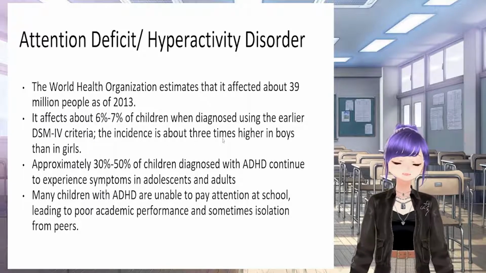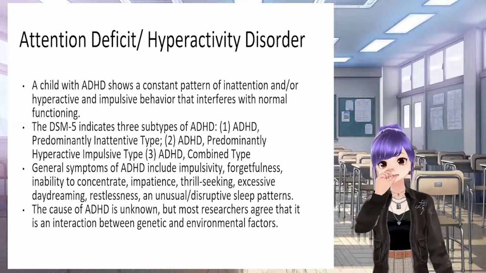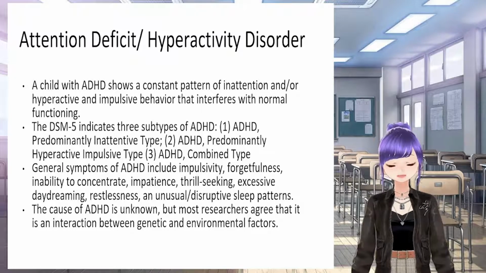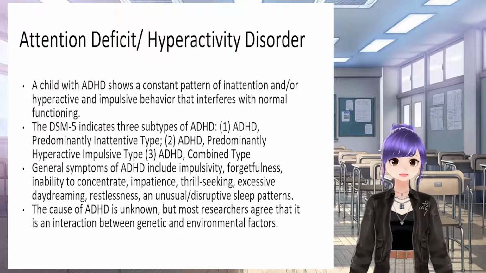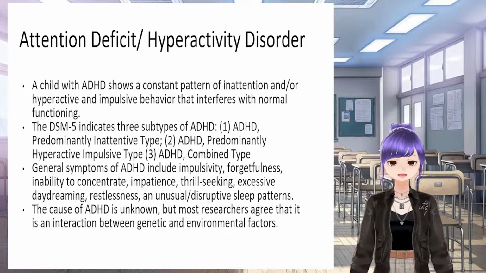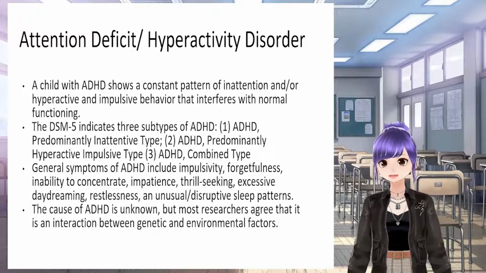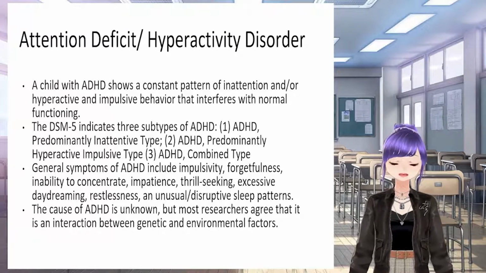So, what are some key points with regards to attention deficit hyperactivity disorder? A child with ADHD shows a constant pattern of inattention and/or hyperactive and impulsive behavior that interferes with normal functioning. The DSM-5 indicates three subtypes of ADHD. Number 1, ADHD predominantly inattentive type. Number 2, ADHD predominantly hyperactive impulsive type. And number 3, ADHD combined type.